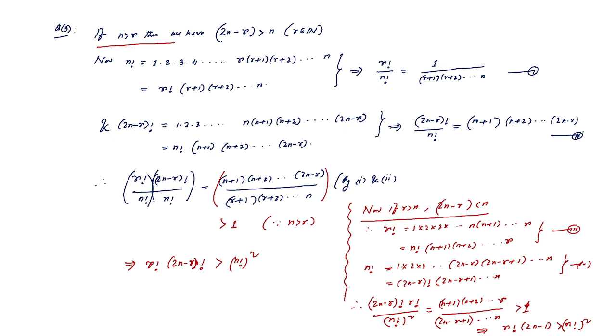So putting this value r equals 1 up to 2n minus 1. So this is star and this is double star. So either you take n equals r, or you take n less than r, or r greater than n. So what we will get? In any case we get the result r factorial into (2n minus r) factorial is greater than (n factorial) whole square. In both cases we get the same result.